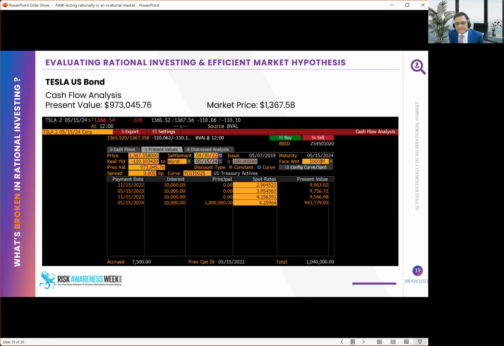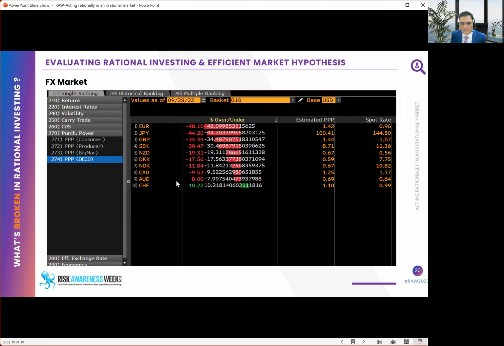What about the bond market? So again, we are looking at some example of Tesla, but this time looking at the bond issued by the Tesla company. Here we are simply looking at the cash flow analysis and discounting the cash flows. And this is very traditional way of working out the value of bond. And this is giving us the present value. And it's not very clear if the current market price is true reflection of fair value price.